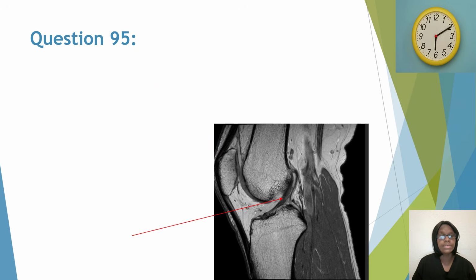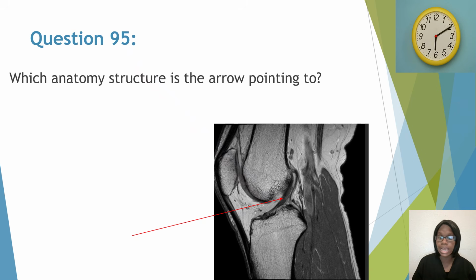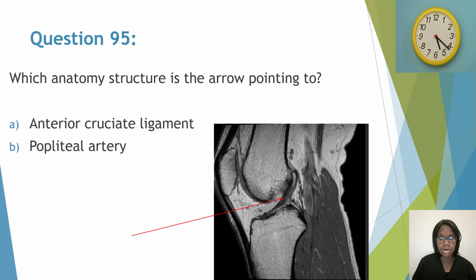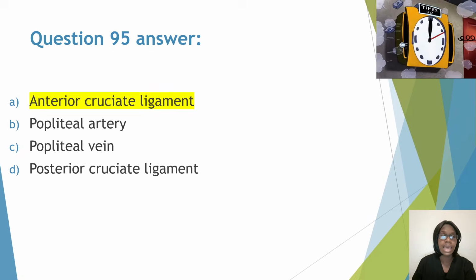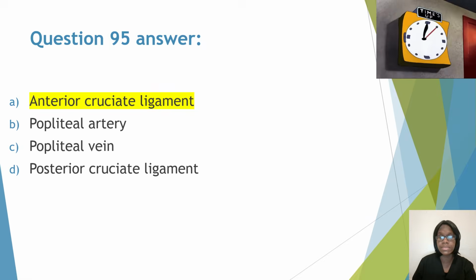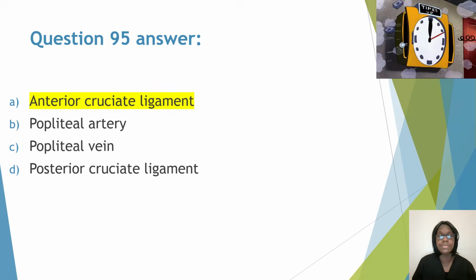Question 95. Which anatomy structure is the arrow pointing to? A, anterior cruciate ligament. B, popliteal artery. C, popliteal vein. D, posterior cruciate ligament. All right, the correct answer is A, anterior cruciate ligament, also known as the ACL.